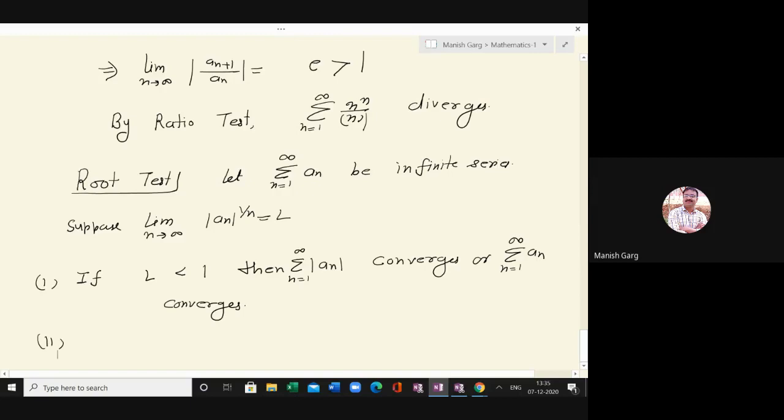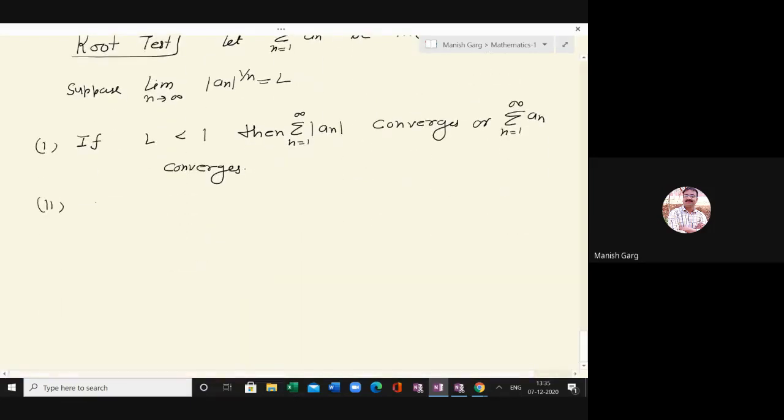Second, if L is greater than 1, then this series n equals 1 to infinity a(n) diverges. Third, if L is equal to 1, same thing, we cannot make any conclusion.